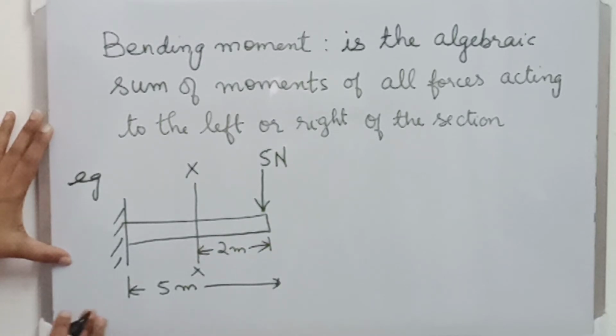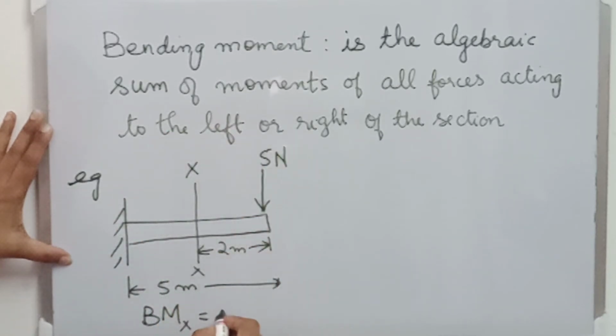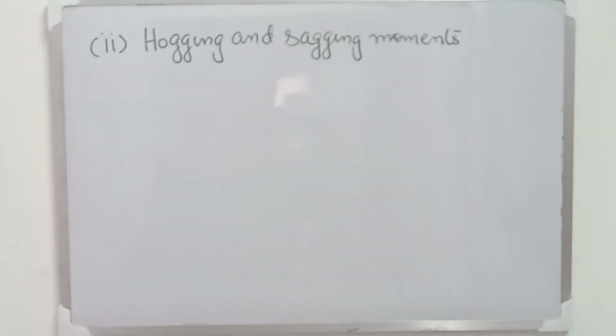The bending moment at this section, that is bending moment at section X, will be equal to the sum of moments of the forces right to the section. Here we have only one force, that is 5 Newton, and multiply it with the perpendicular distance. Here the perpendicular distance is 2 meters, so 5 into 2, 10 Newton meter will be the bending moment at section X. The second part of the question is to explain hogging and sagging moments.